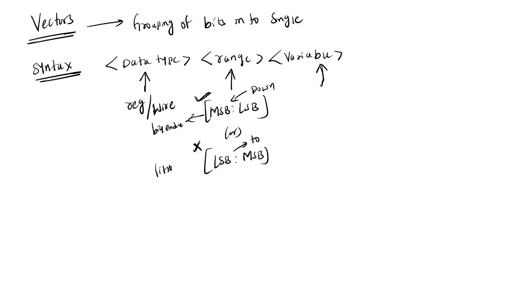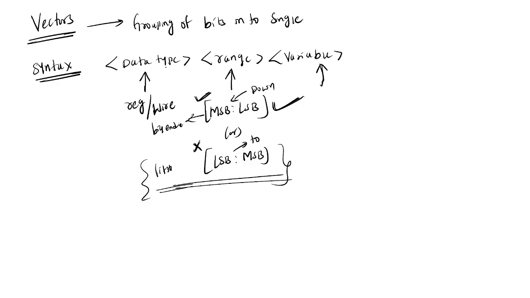Little endian means first the LSB will come, and after that the MSB will come. Mostly we are not using this in vectors. We will only use MSB down to 0, that is, MSB down to LSB only.